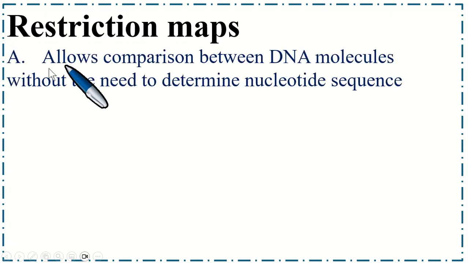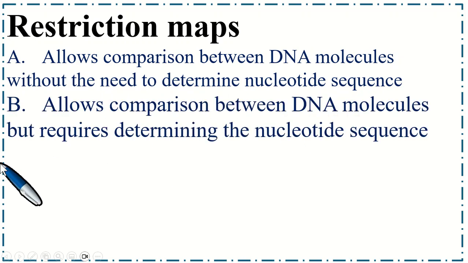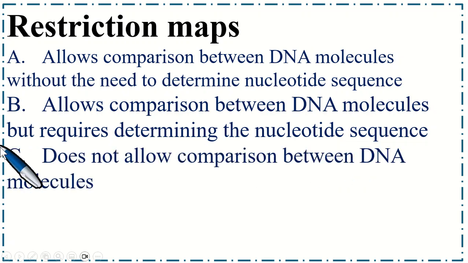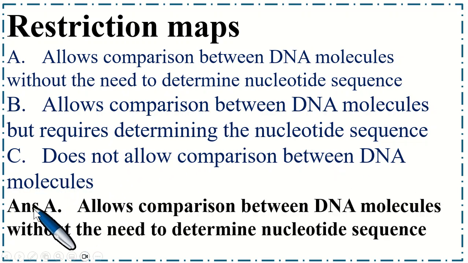Restriction maps. Option A, allow comparison between DNA molecules without the need to determine nucleotide sequence. B, allow comparison between DNA molecules but requires determining the nucleotide sequence. Option C, does not allow comparison between DNA molecules. So the correct option is A.